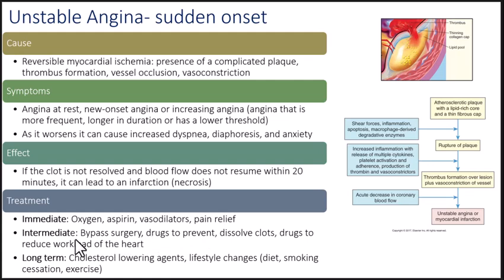Depending on the circumstance, some people need bypass surgery, which is just a method of diverting blood around a narrowed or clogged part of a major artery in order to improve blood flow and therefore oxygen supply to an area of the heart. Drugs to prevent formation of clots, drugs to dissolve clots, drugs to reduce the workload of the heart. If it doesn't have to work as hard, then the tissue is not needing as much oxygen and therefore blood flow.